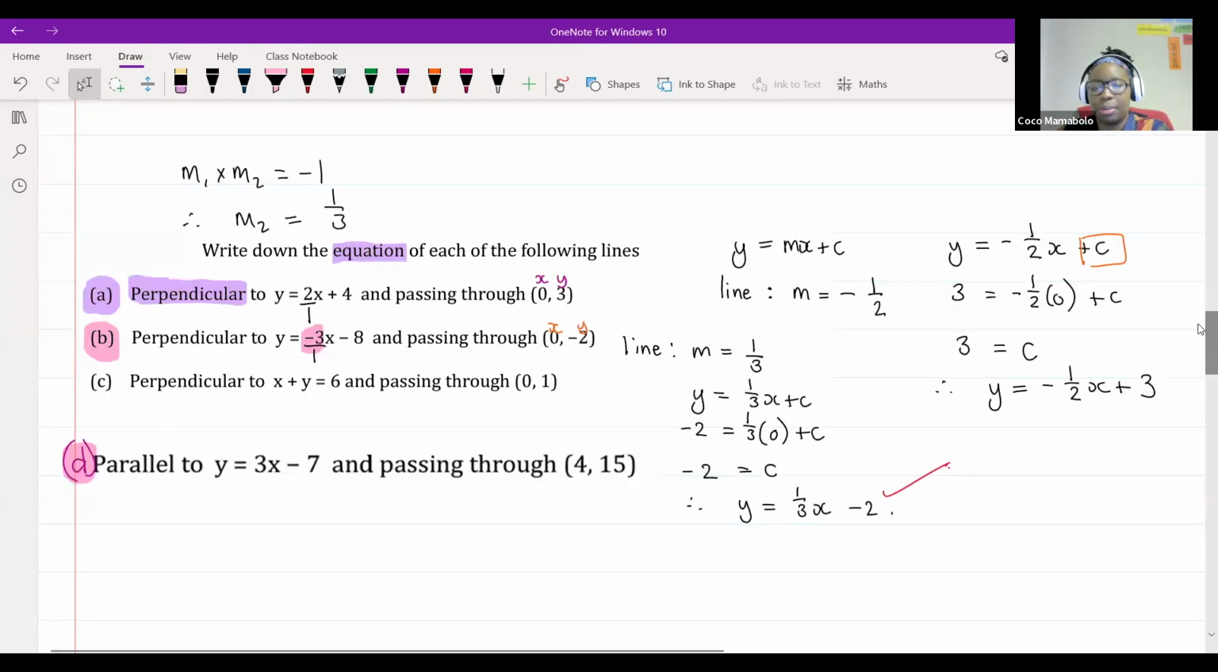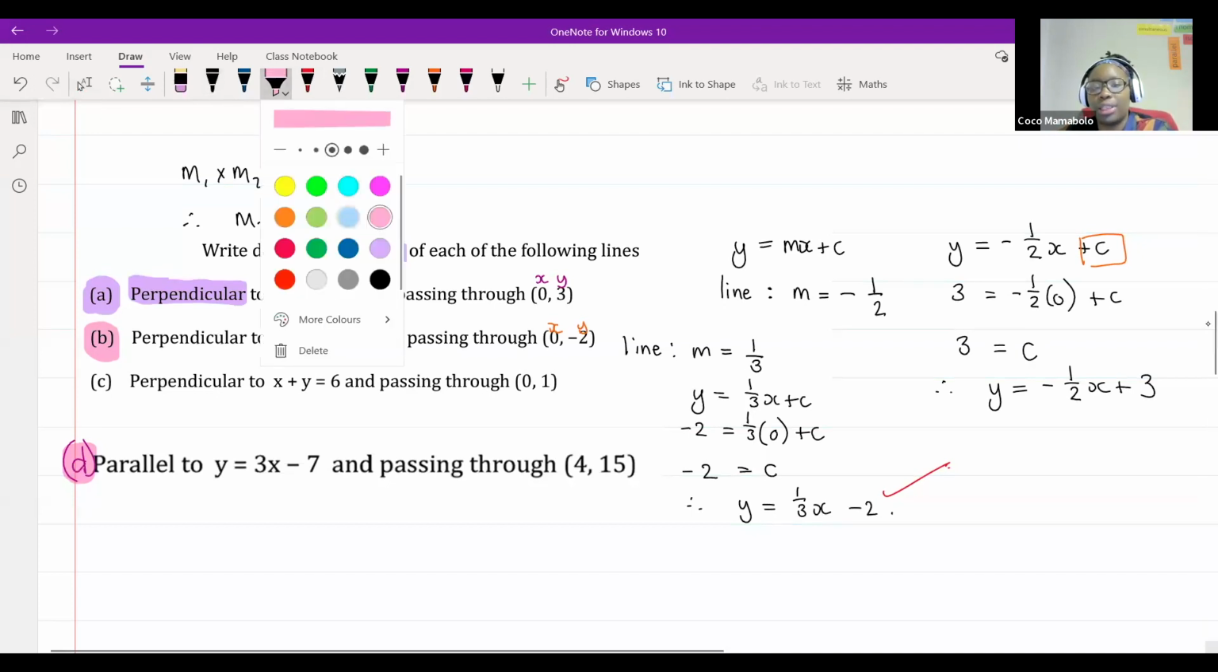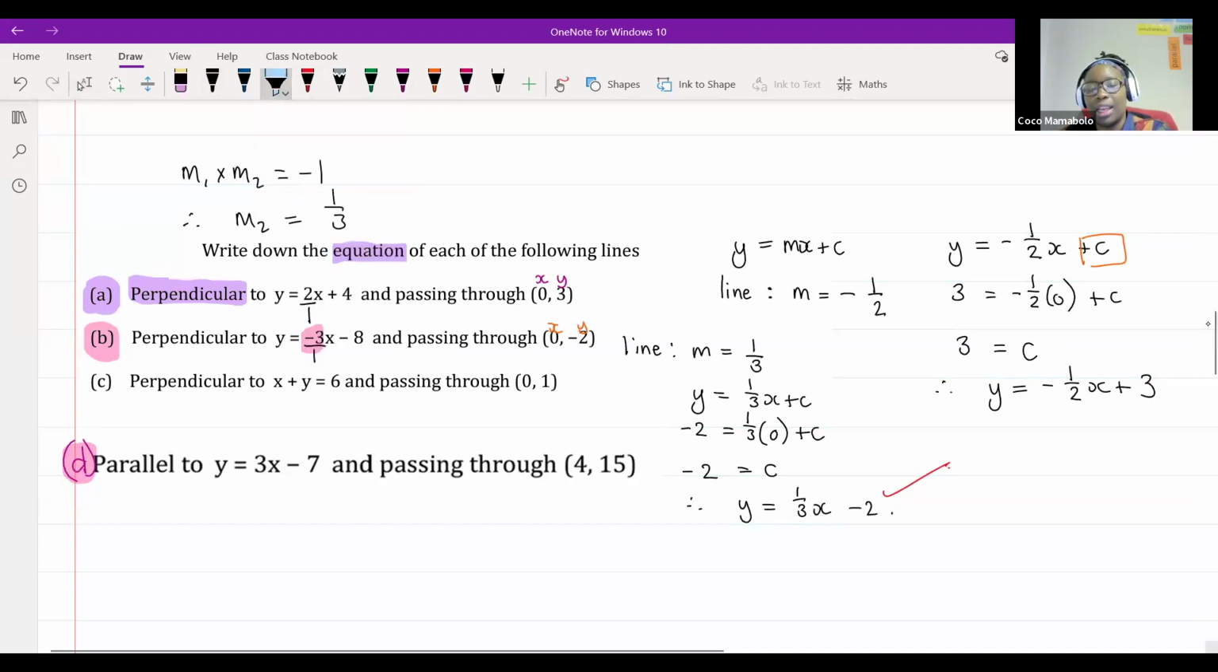All right, that's perfect. Okay, in question D over here, I want us to be very careful, grade 10s. They've told us over here that the two lines are parallel. So what does that tell me about my new line? Okay, I don't have to find the reciprocal of my gradient. My new line also has a gradient of 3.